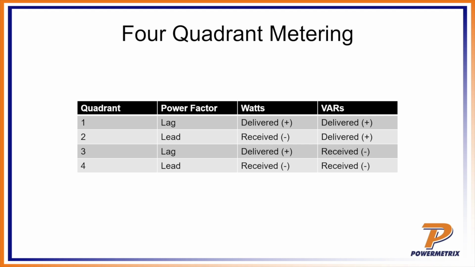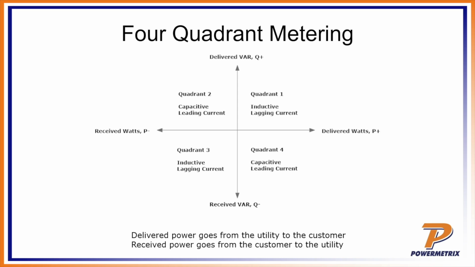Talking about four quadrant metering, the four quadrants really are dictated by whether the watts and VARs are being delivered or received. If I go ahead and skip to the next picture, this came directly out of the Meterman's Handbook. And so what you see is you've got your typical XY axis. On the X axis, you have watts. On the Y axis, you have VARs. Of course, we have positive and negative.